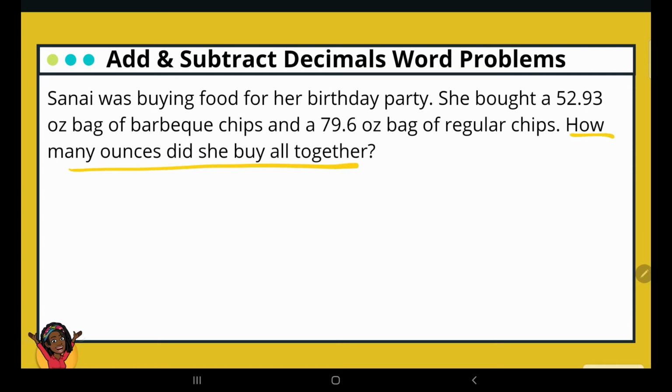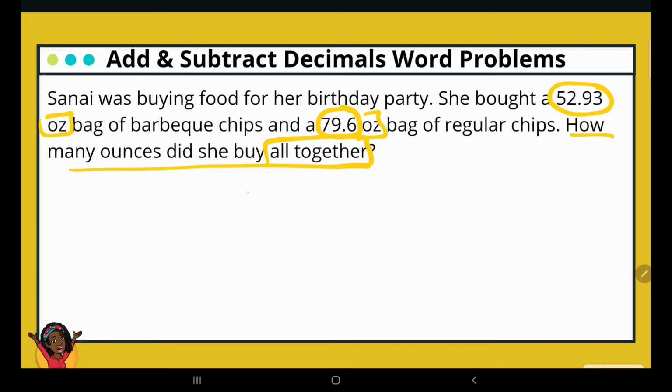So that concept of all together, what does that imply? Is that subtraction or addition? If you said addition, then you're absolutely correct. So when I want to figure out when something is all together, then I'm combining both of those values. So let's go ahead and stack our numbers.